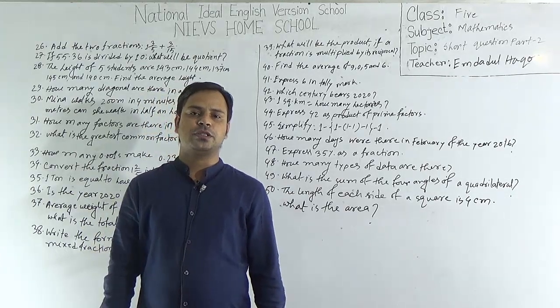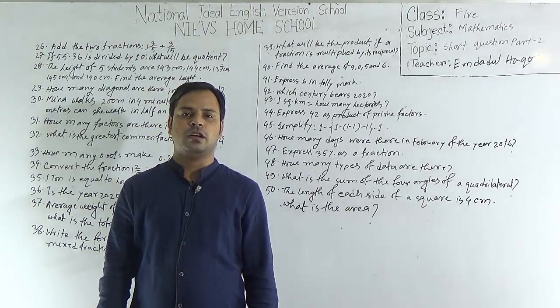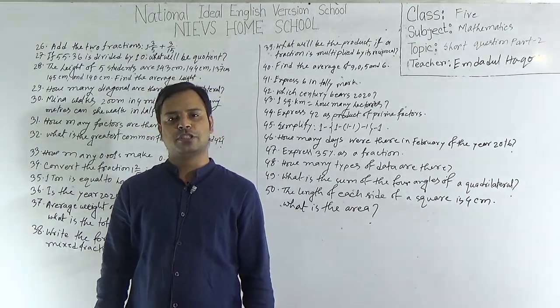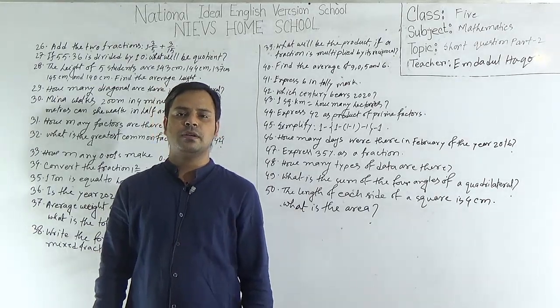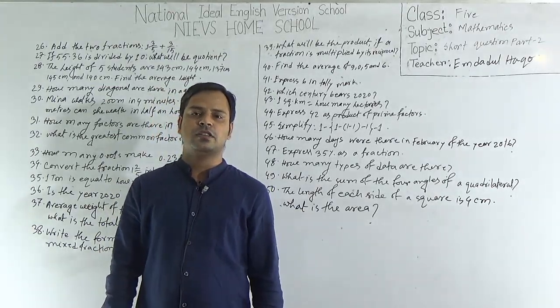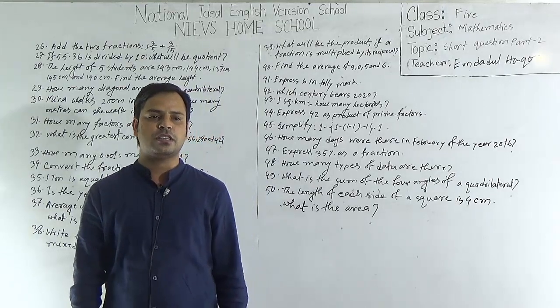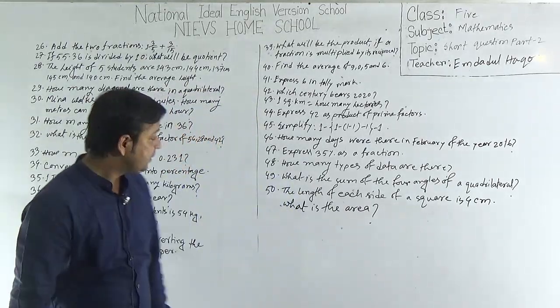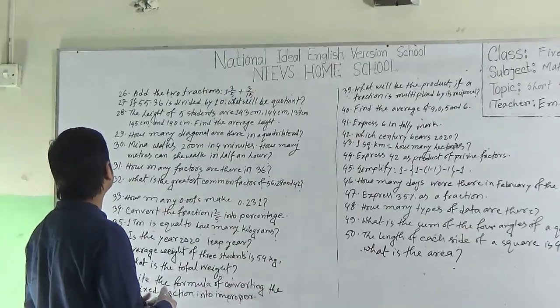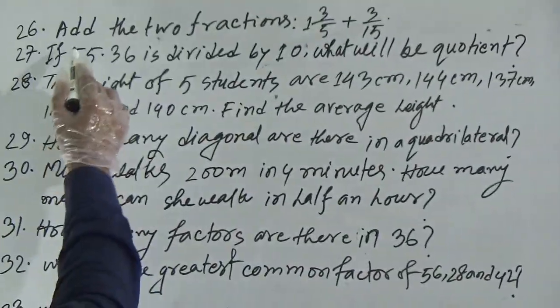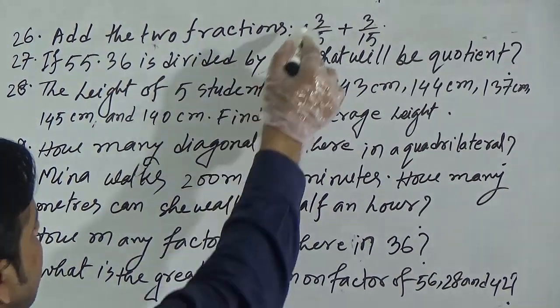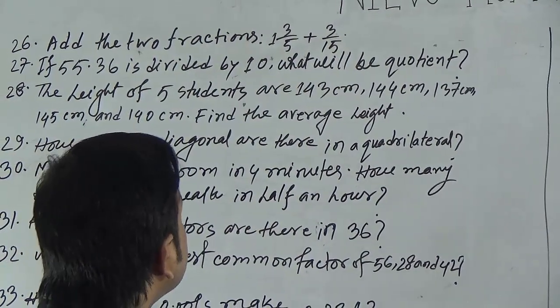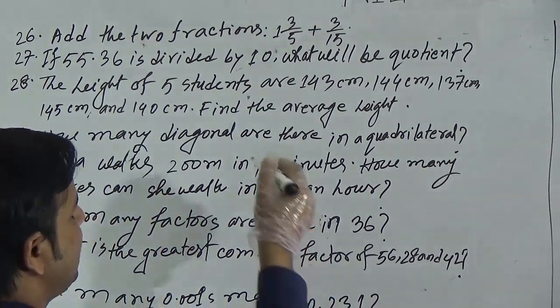Today I am here to take a math class of class 5. Our today's topic is short question part 2. In this part, I will solve 25 short questions. I will start from 26. So let us start. First question, add the two fractions, one integer 3 by 5 and 3 by 15.